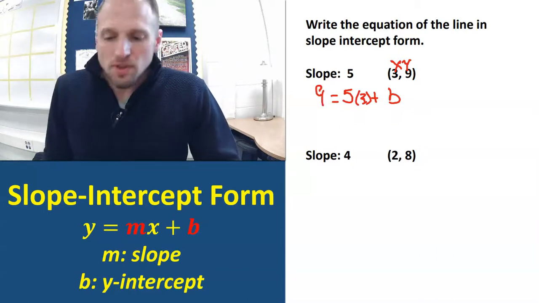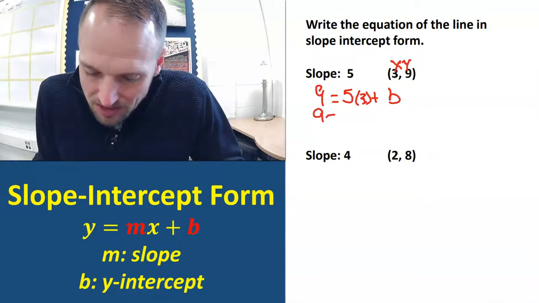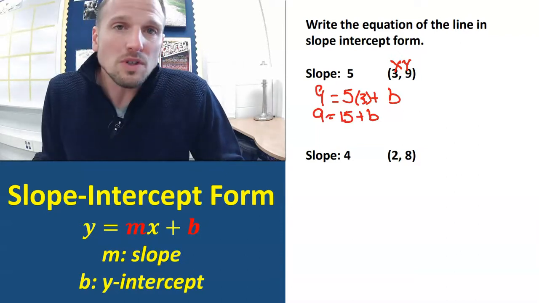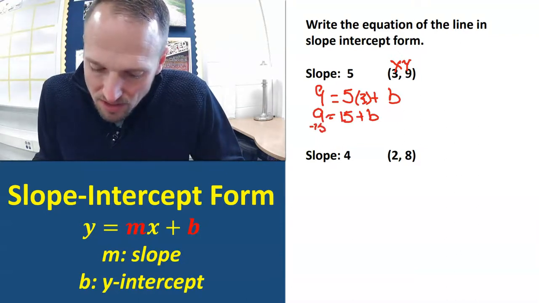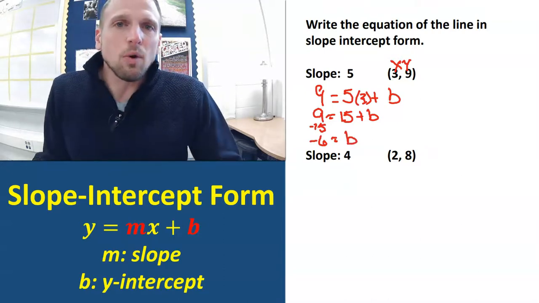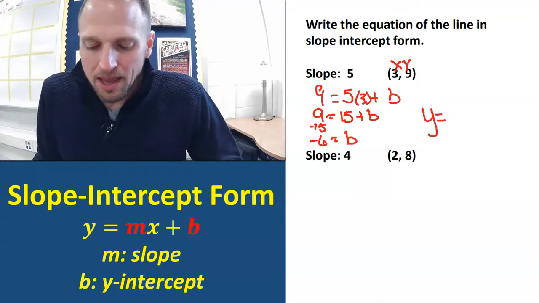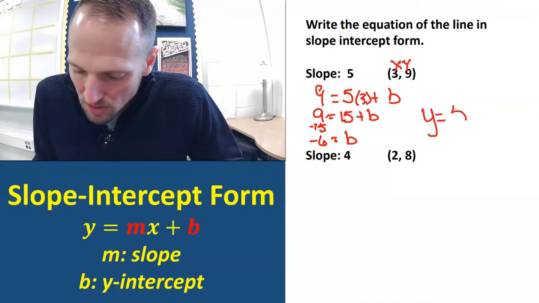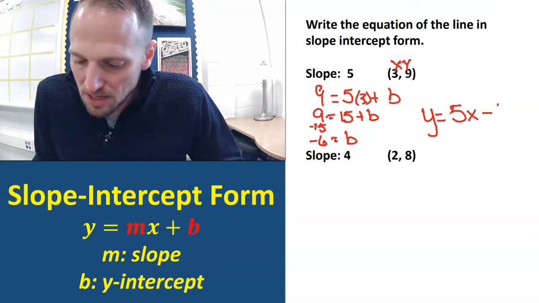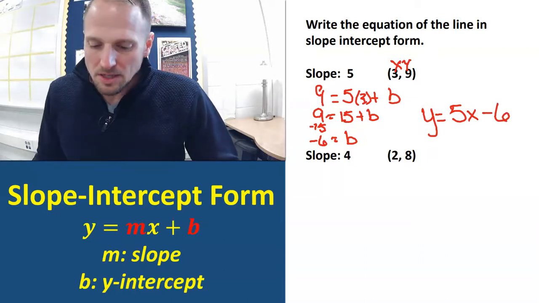And now we can solve this for b. So 3 times 5 is going to be 15. So what I've got is 9 equals 15 plus b. And how do we solve this? Just subtract the 15. We're going to get negative 6 is equal to b. Now we're ready to sub and write our final answer. Y equals mx, the slope comes first, 5x plus b, which we found was negative 6. So it's just y equals 5x minus 6.